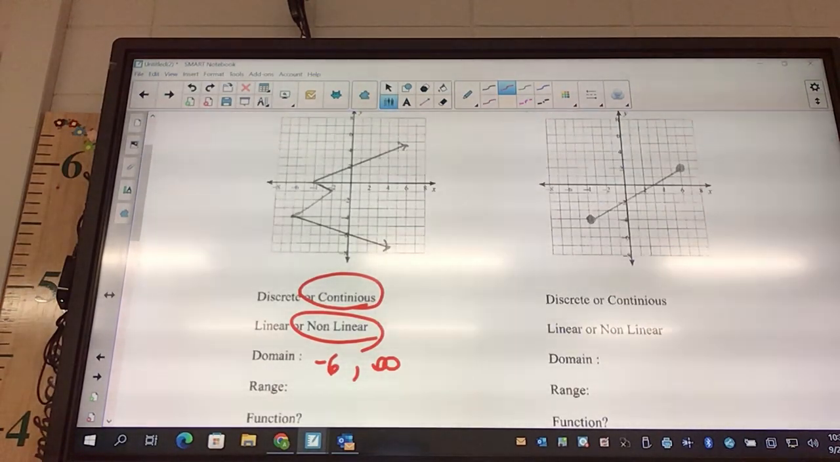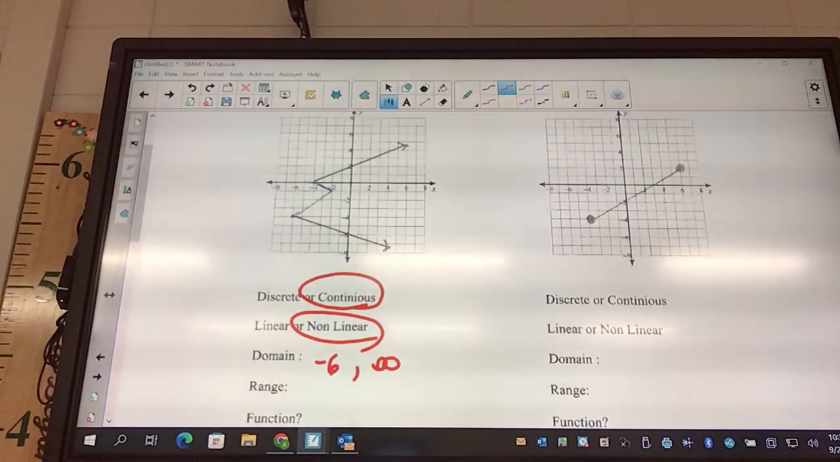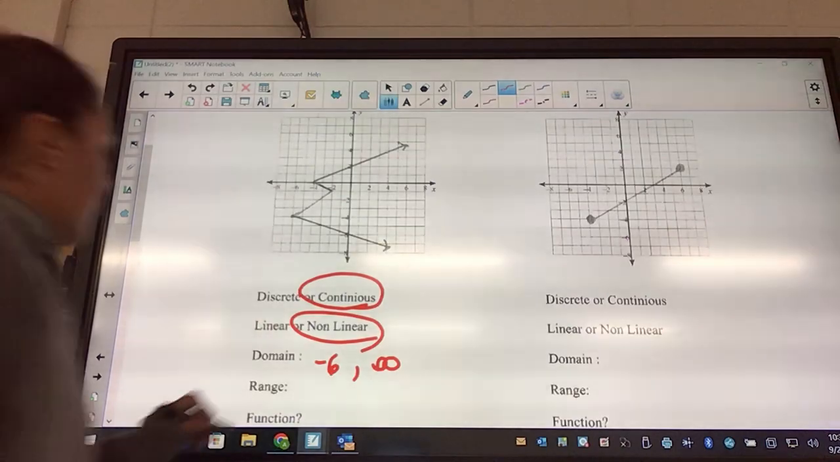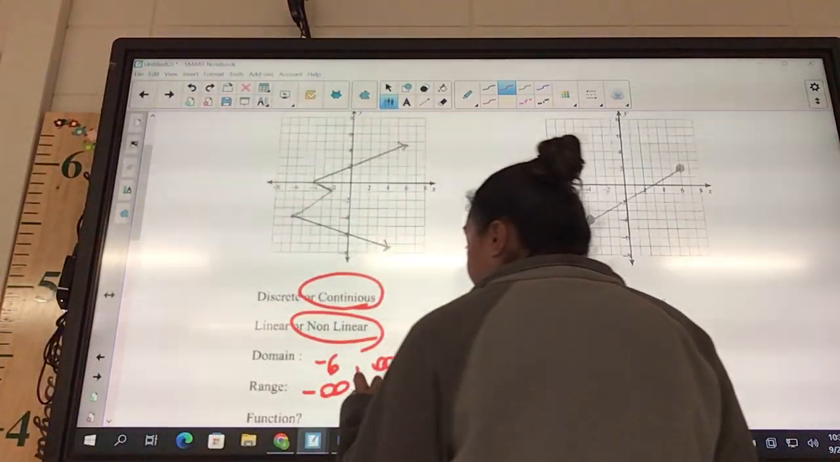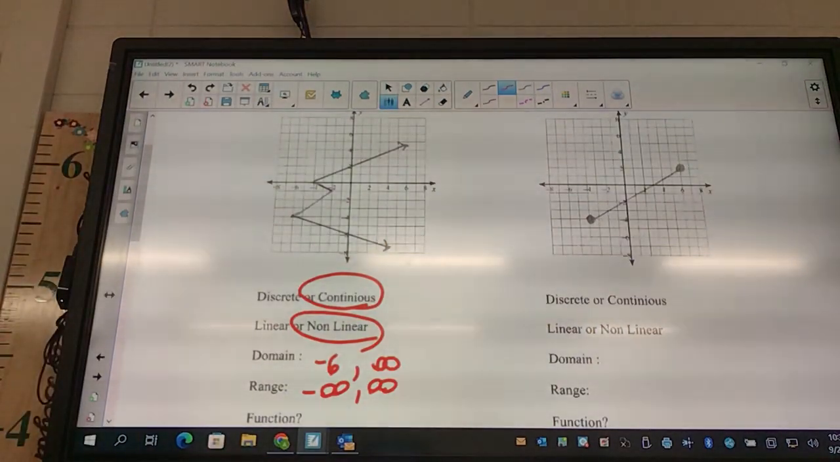Okay, the range. What is the range? Negative infinity to infinity. Okay, anytime you see arrows, something's got to be infinity on there. Okay, something has to be.